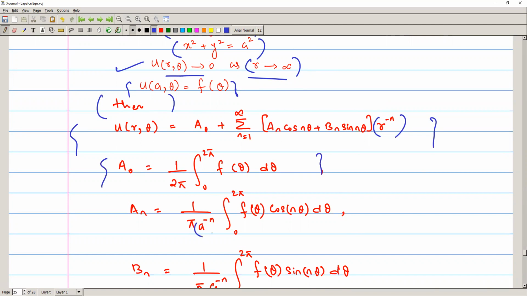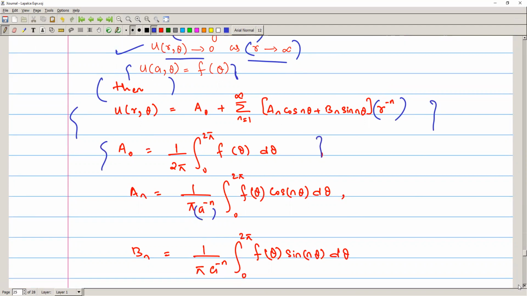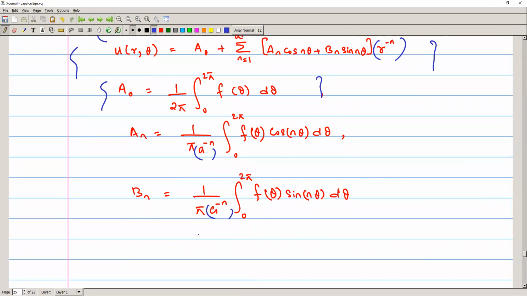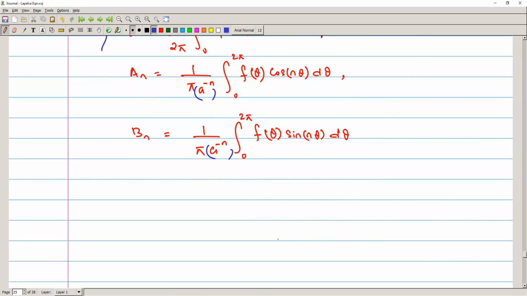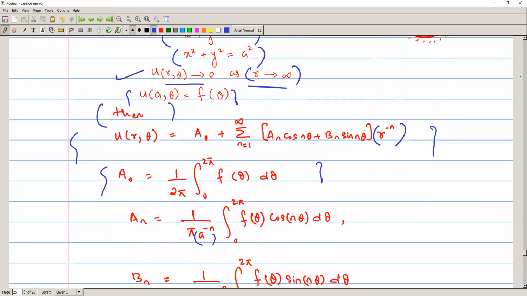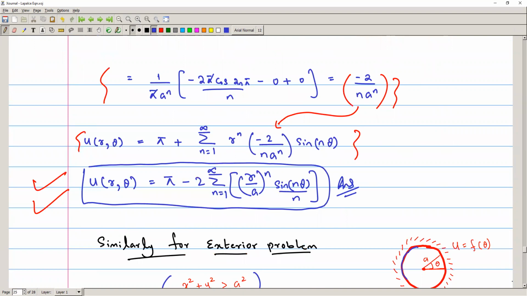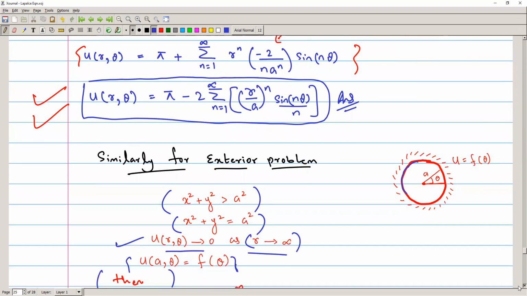So here it will be a to the power negative n in the denominator, and here also. That's the difference, and all other things are similar. Right, so in a similar manner, we can solve any problem if this condition is given here. We just have to check whether it's an exterior problem or an interior problem.